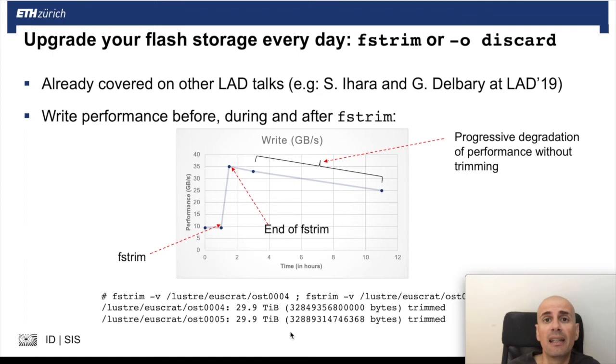At the end, it all comes down to trimming. We are not discovering something super new here. This was already covered in other talks on the effect trimming has on flash devices, or on Lustre file systems more specifically. For instance, Shuichi Ihara from DDN or Gael Delbarrio from CEA already covered this aspect also at LAD 2019. But once again, we have to discover it by ourselves. And we see the write performance before, during, and after fstrim.